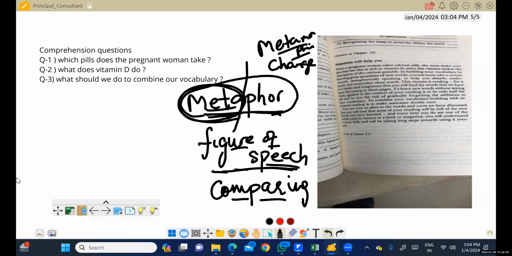You will come across this metaphor when you start reading and translating poems. Very, very important. This is a figure of speech. Because what is a poem? A poem is always reflecting something. It is always giving a very strong meaning. So we will always come across this metaphor in poems.